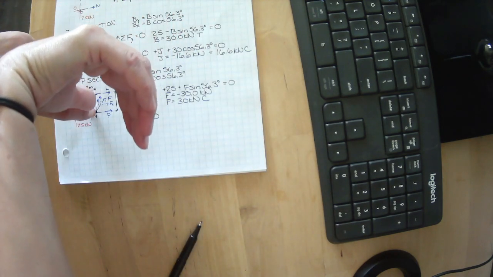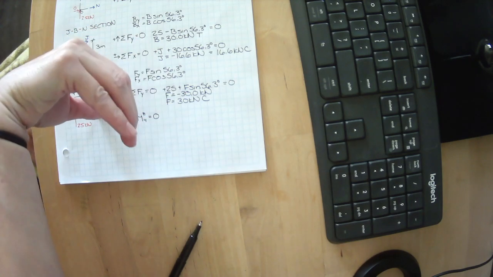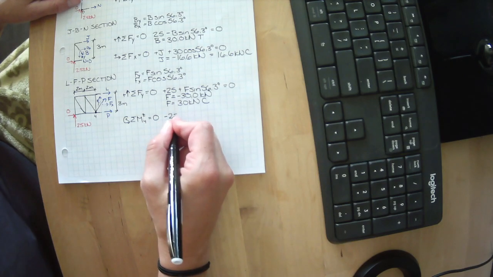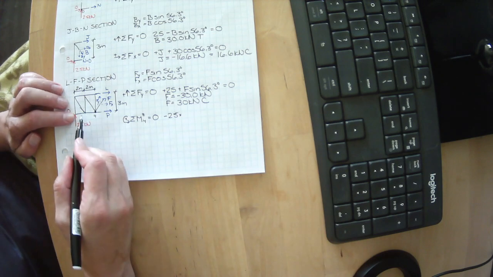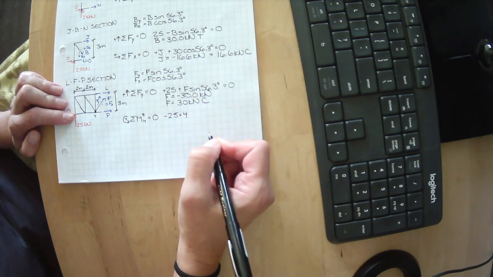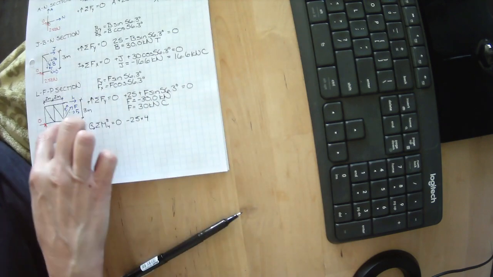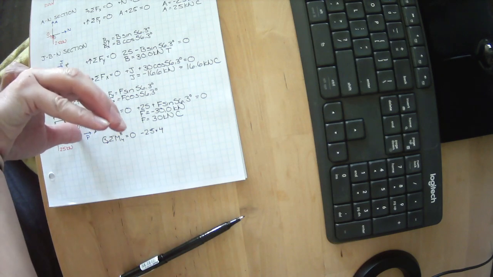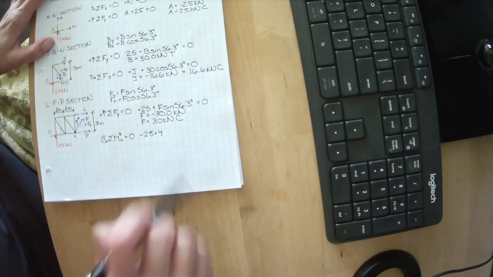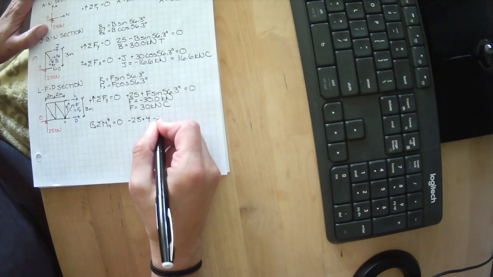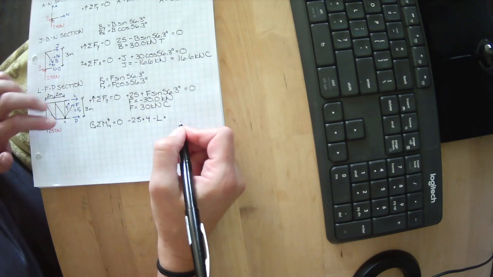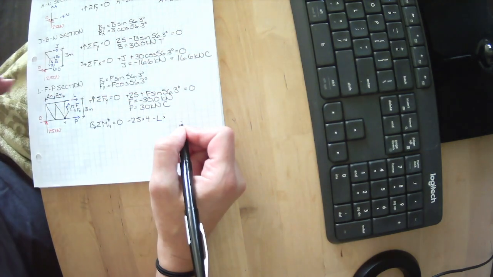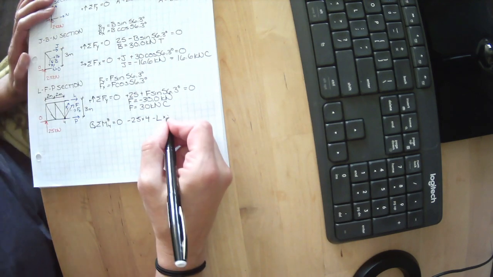Curling the fingers of my right hand in the direction it's trying to spin it, my thumb tells me that that is a negative number. So minus 25 times, and it is 4 meters away. L is trying to spin it in that direction. Curling my fingers in the direction it's trying to spin, it tells me it's a negative moment, so minus L times the closest it comes to it, which is right along this path. It's acting in this direction right here. So the closest it comes is 3 meters.